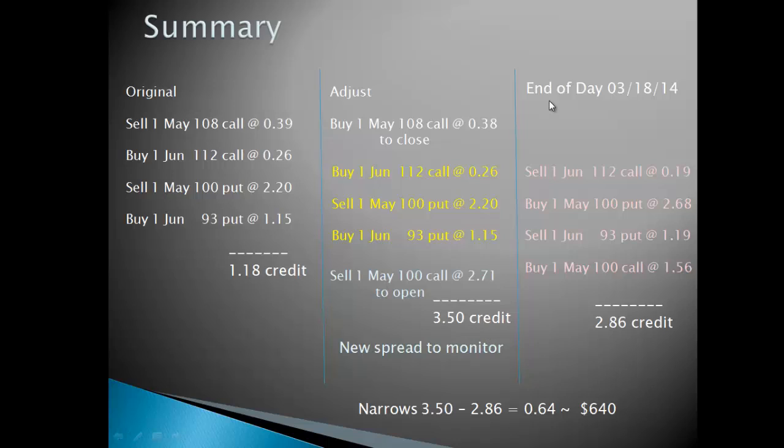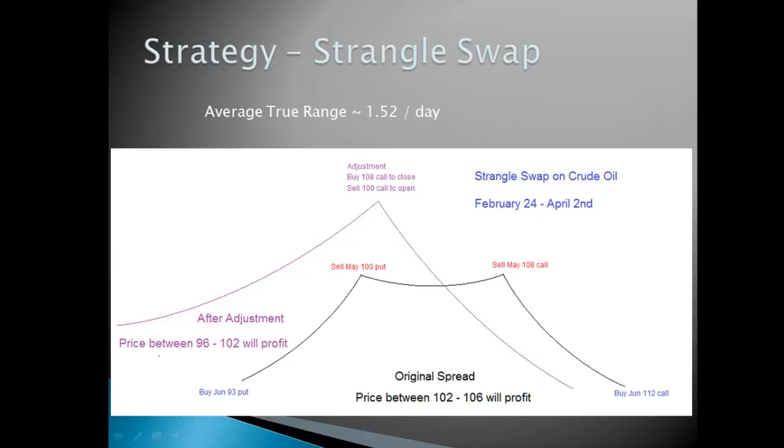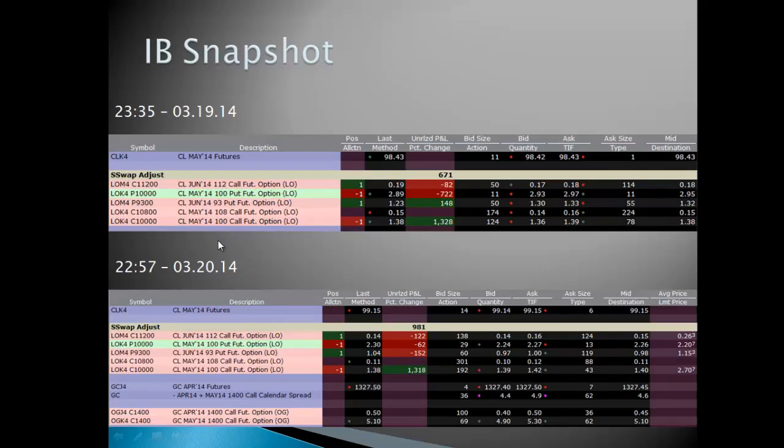Okay, so in terms of the end of the day settlement prices on the 18th of March, it had basically whittled its way down to about 286 points here. So this is why you've got a narrowing and a profit of 640 as it shows here. Okay, so again, this was the original schematic, and when we ran the adjustment, it came down here to the purple, which is the range that we saw over here.